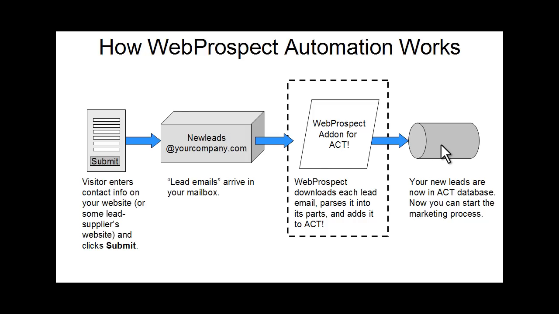Once the leads are in your Act database, then you can continue or start your marketing process with that lead, for example, phoning them or sending them email. What WebProspect is doing here is automating the process of collecting the lead information and putting them in the database so that you don't have to retype any information. In the next part of the video, we're going to show you how you train WebProspect to understand each email.